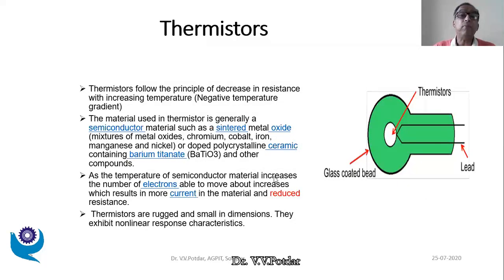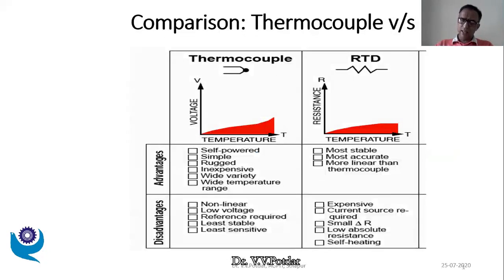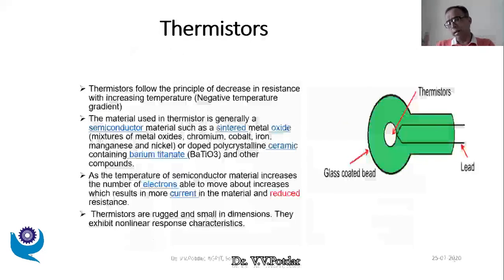Now the next variety of variable resistance type temperature measuring transducers are known as thermistors. Now RTDs, as we saw during the last class, have a positive temperature coefficient. If you remember, with an increase in temperature, the resistance also increases. That is called a positive temperature coefficient of resistance. Whereas thermistors, which are made up of semiconductor materials, have a negative temperature coefficient of resistance.